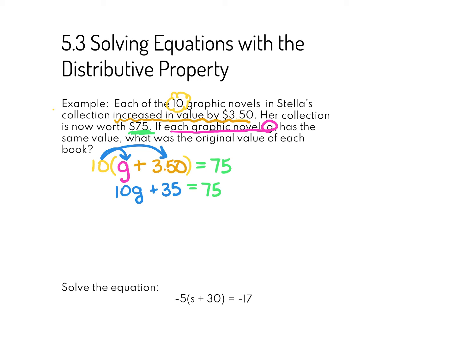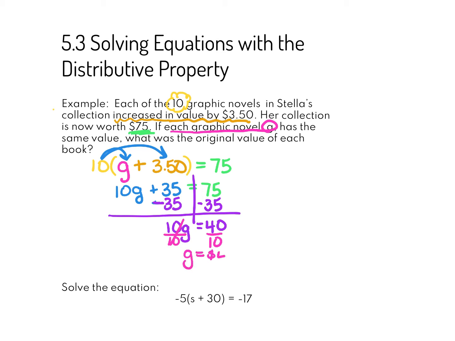With two-step equations, we have to undo that addition or subtraction first. So I am going to subtract 35 from the left side, which means I also need to subtract 35 from the right side of this equation. This gives me 10G equals 40. Last but not least, I'm going to divide by 10 on both sides, and I'm going to get that the original value is $4.